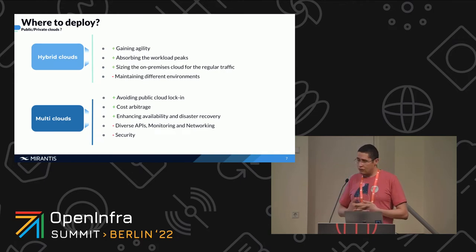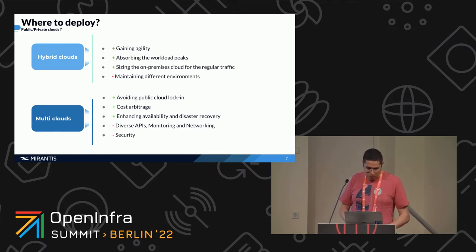The downside of this multi-cloud is, if you think that hybrid cloud is difficult, multi-cloud is even more difficult, because you have to maintain multiple APIs, multiple monitoring systems, and it's becoming very complex, and everyone knows that complexity is the enemy of security, right? So it makes things even worse in terms of security.